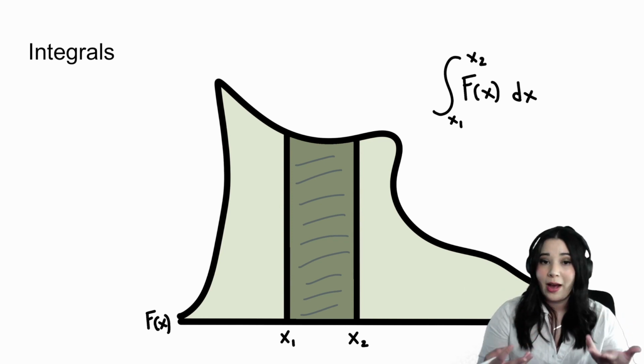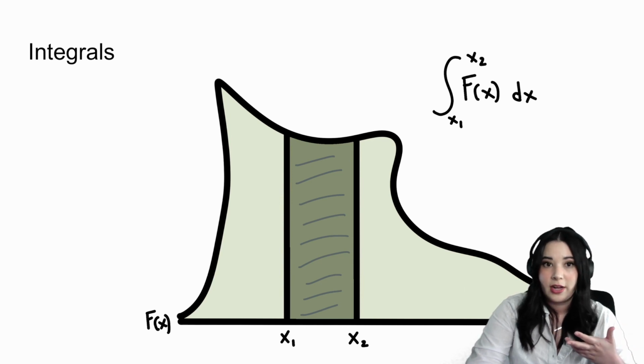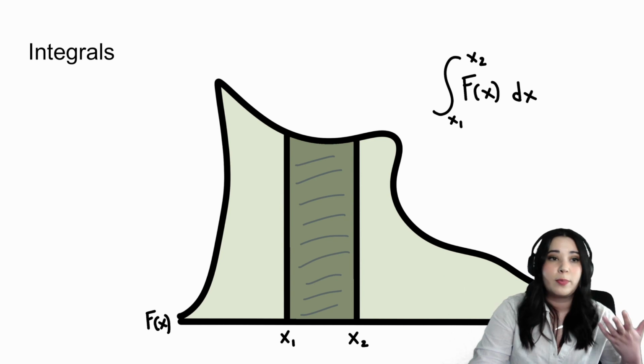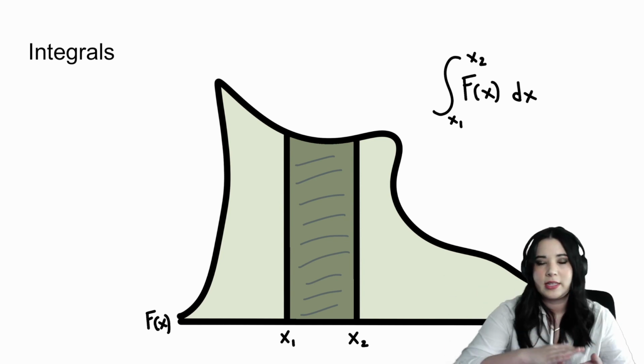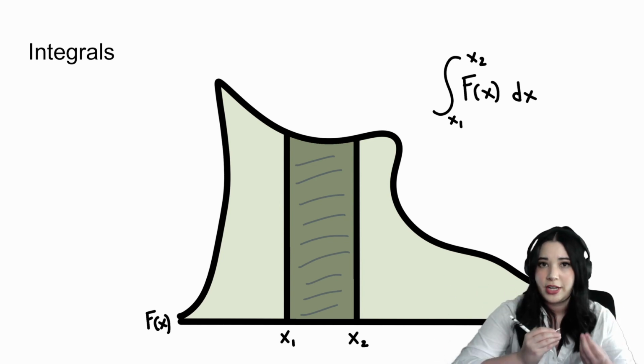Well, the way that we calculate that, of saying what is the likelihood that a variable will be in this dark green area, is by using integration. So again, both with probabilities or general areas under a curve, we're going to need integration in order to do that.